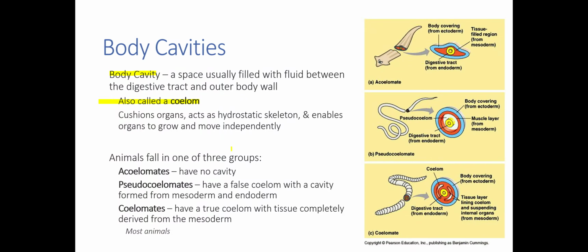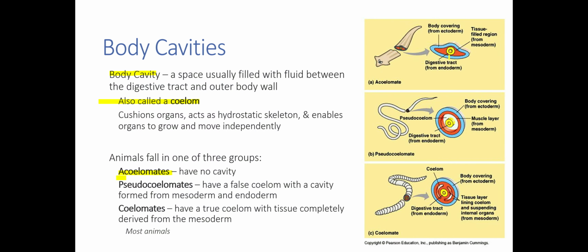And so we can put animals in one of three groups. We have acoelomates. Anytime you put an a or an an in front of something, it means not or no. So acoelomates don't have a body cavity at all. And we'll see these as your flatworms. You can see it's tissue on tissue on tissue.